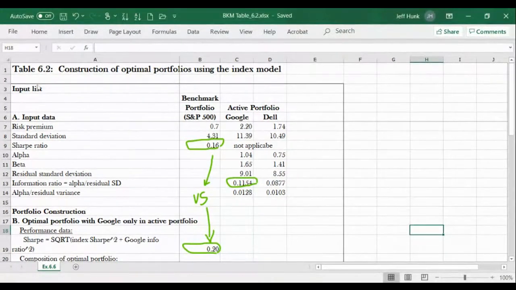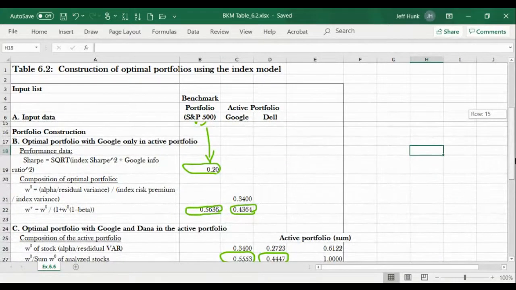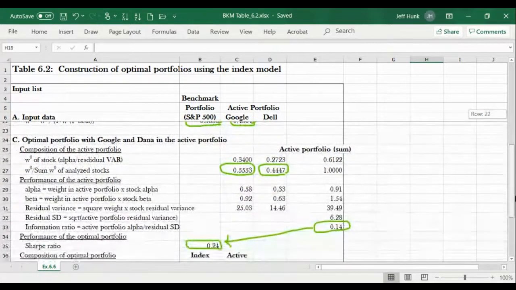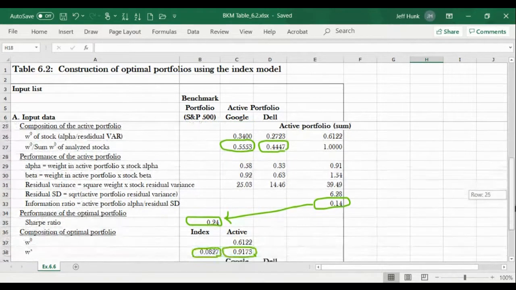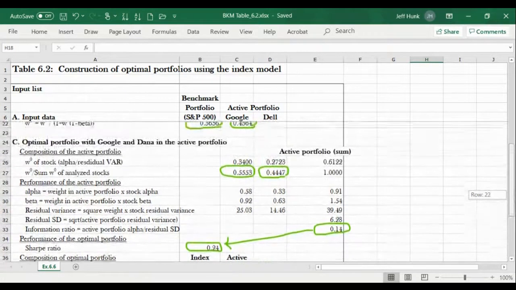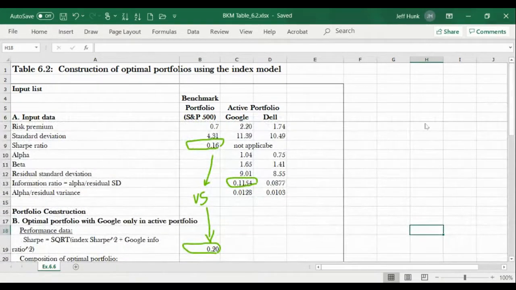So this Excel file is basically table 6.2. First of all, we have three panels. Panel A, which is input data. Panel B, having only Google in the active portfolio. And panel C, having both Google and Dell in the active portfolio. We see the weights of all of them, and how the Sharpe ratio has improved, etc.